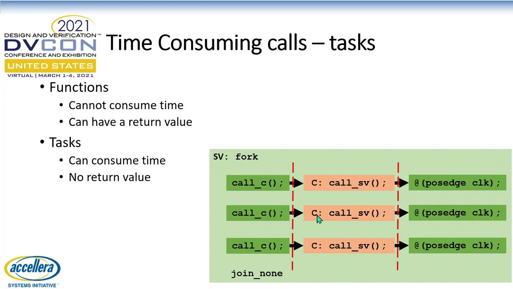I'm going to call my C. It's going to call over into SystemVerilog again and maybe hit POSEDGE clock, and same thing. So these 3 threads now are all running in parallel, and there can be some interesting things happen in your test bench because of that. So that's the reason to use tasks.